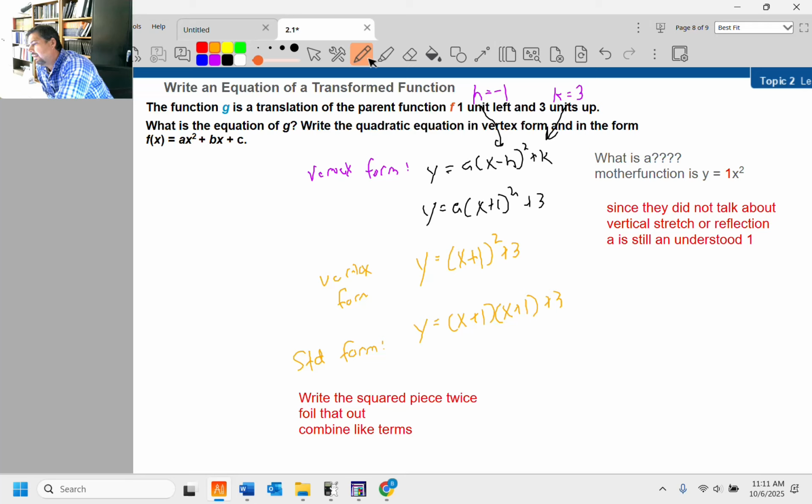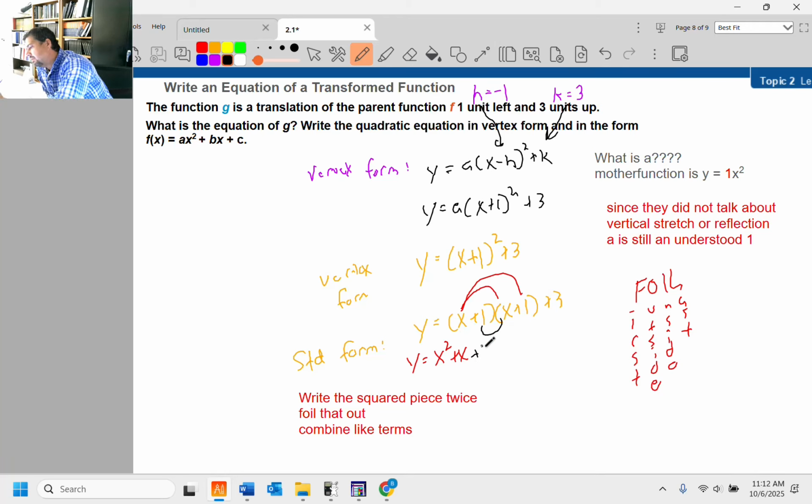Now, traditionally in a math class, we teach the FOIL method, which means first, outside, inside, last. So this would be the first 2 terms. X times x is x squared. Outside would be x times 1, so plus an x. Inside would be 1 times x, so plus another x. Last is 1 times 1, which is 1, and then plus 3. And we get y equals x squared plus x, which is twice x, and 1 plus 3, which is 4.